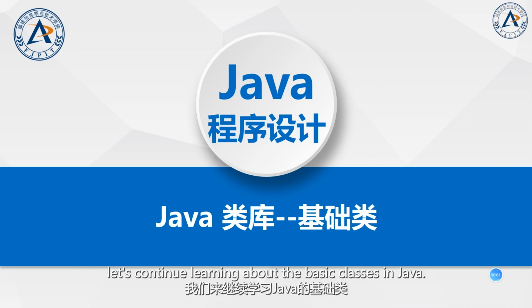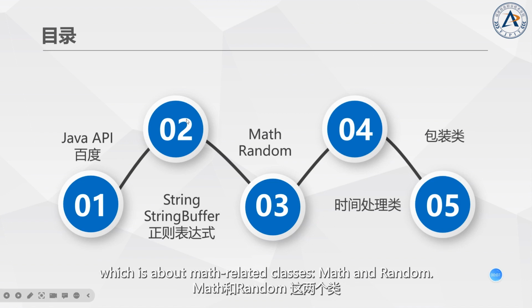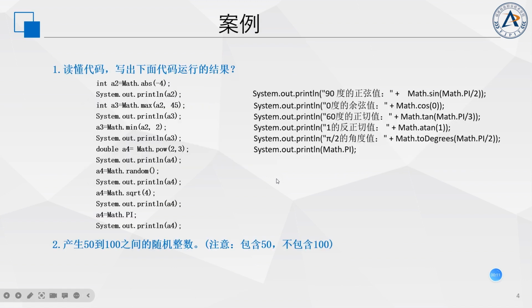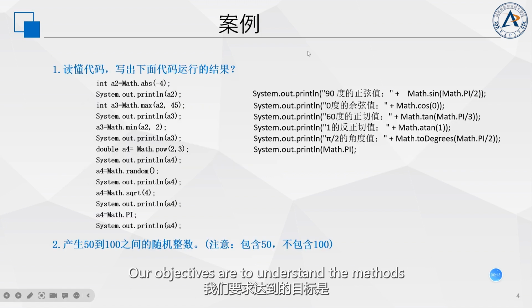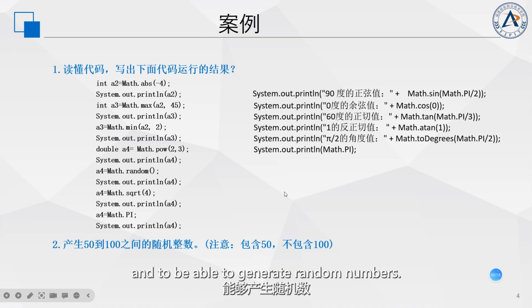Hello everyone. Let's continue learning about the basic classes in Java. Now, we'll study the third part, which is about math-related classes, Math and Random. Our objectives are to understand the methods related to mathematical operations, and to be able to generate random numbers.